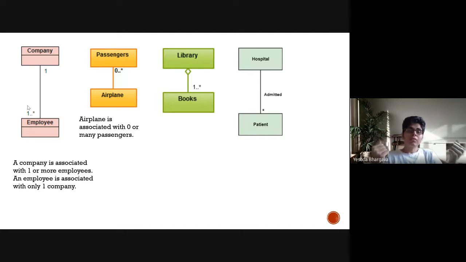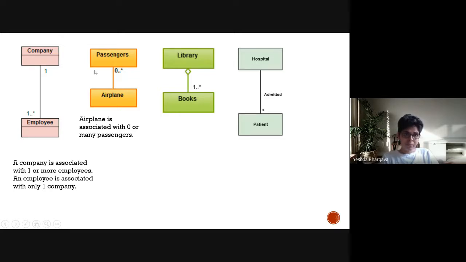Then you would say that of course a company is associated with one or many employees, but one employee may be only associated with one company, unless of course the employee is indulging in some other unethical business practices, then he or she may have another company under the covers. But normally a company will have one or many employees, whereas an employee can only belong to one company.